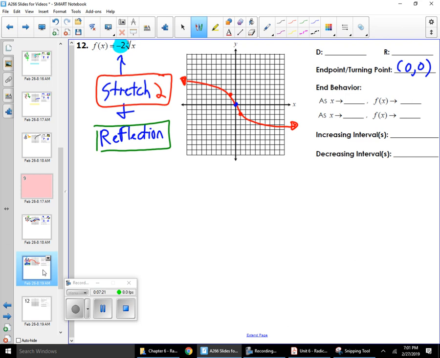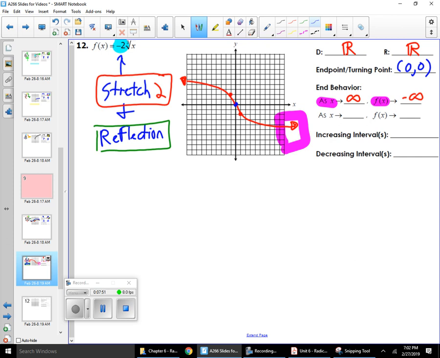The domain and range don't change here. It's still all real numbers. But the end behavior is going to flip-flop, and that's what's somewhat interesting. As x gets really, really, really large, keep in mind that's this arrow. As x gets really, really large, y is now getting really, really small. That's what a reflection does for us. We're going to get all those negative numbers when we put in positive x values.